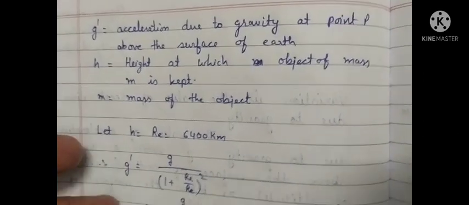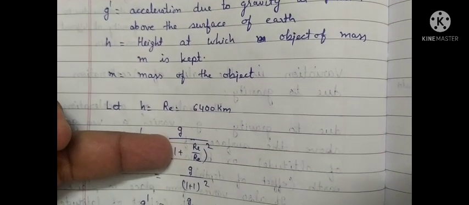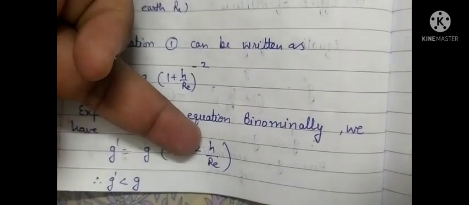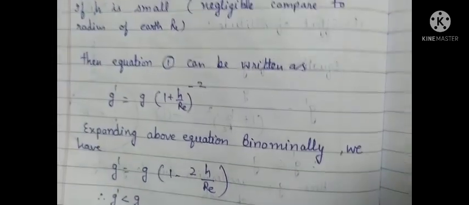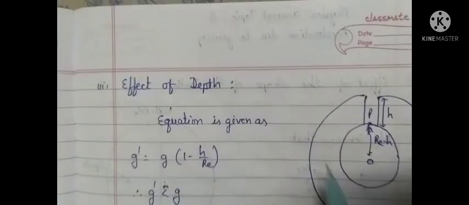But there are two ways to calculate. If the height is more, then use this way, and if the height is lesser, then binomially expand the term and get the value. Now come to the next point, effect of depth.